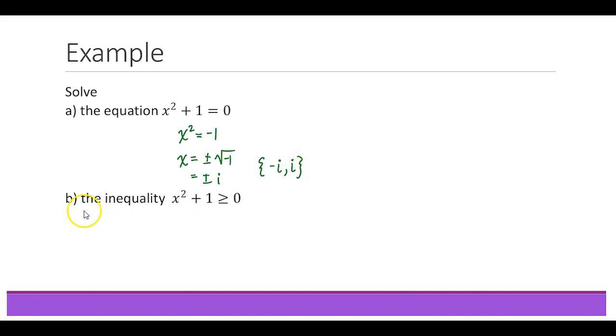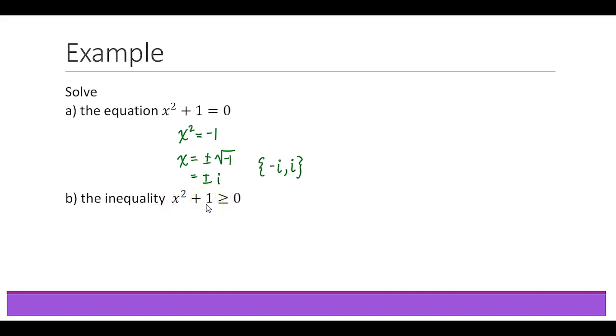So now when we go to part B and we think about the inequality, solve the inequality x squared plus 1 is greater than or equal to 0. Well, here we have two choices. We can solve this graphically, or we can solve this analytically, using a sign chart. If we think about this graphically, we know that there are no x-intercepts because there are no real number solutions to this quadratic equation. But that doesn't stop us from graphing.